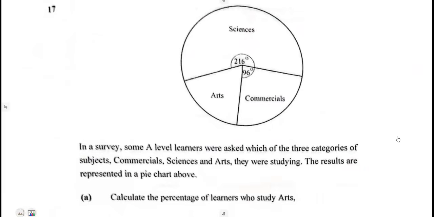All right, let's see. Number 17, we are given this survey, sciences, commercials and arts. It's a survey for some A-level learners.